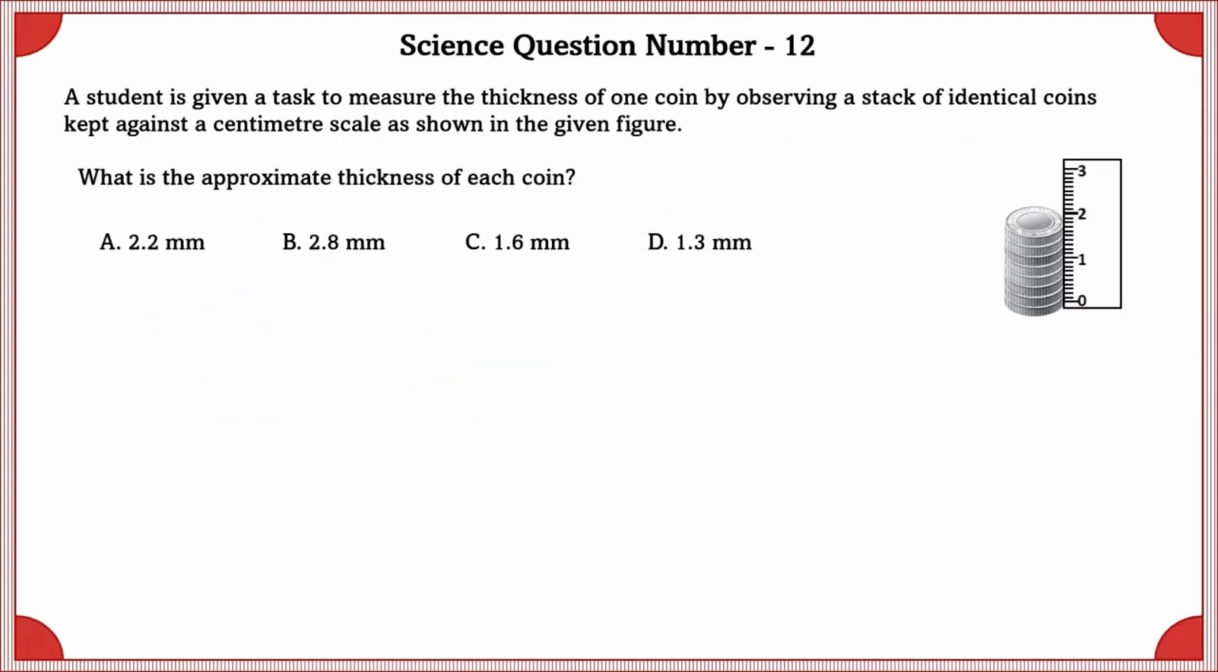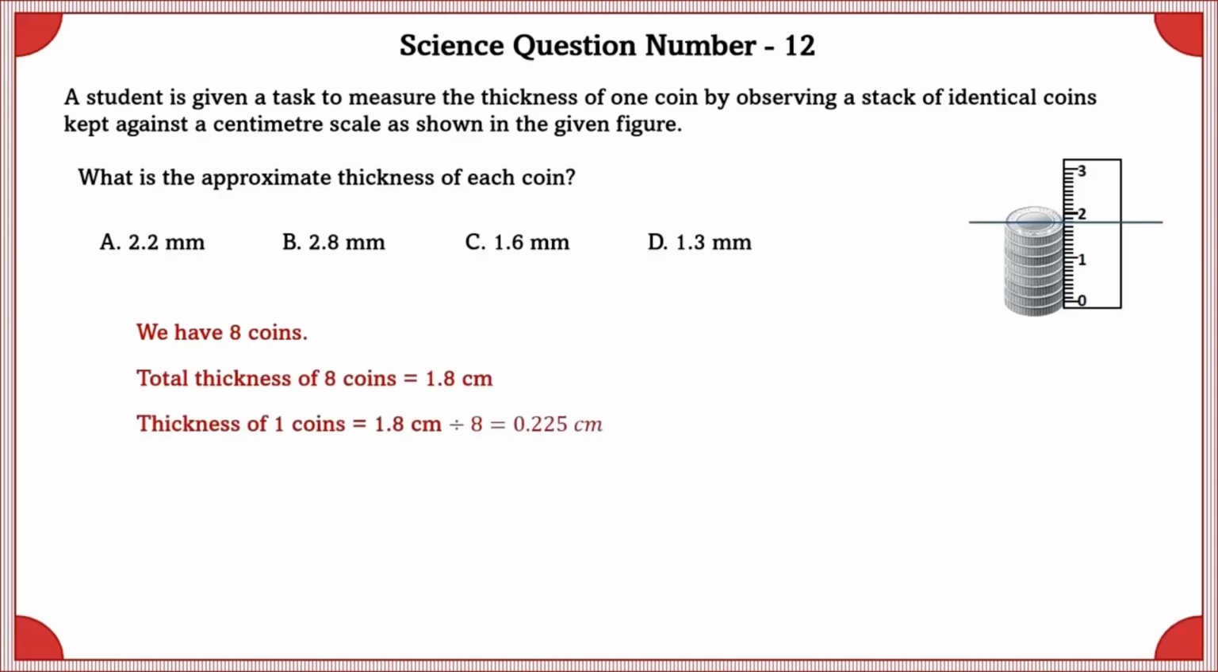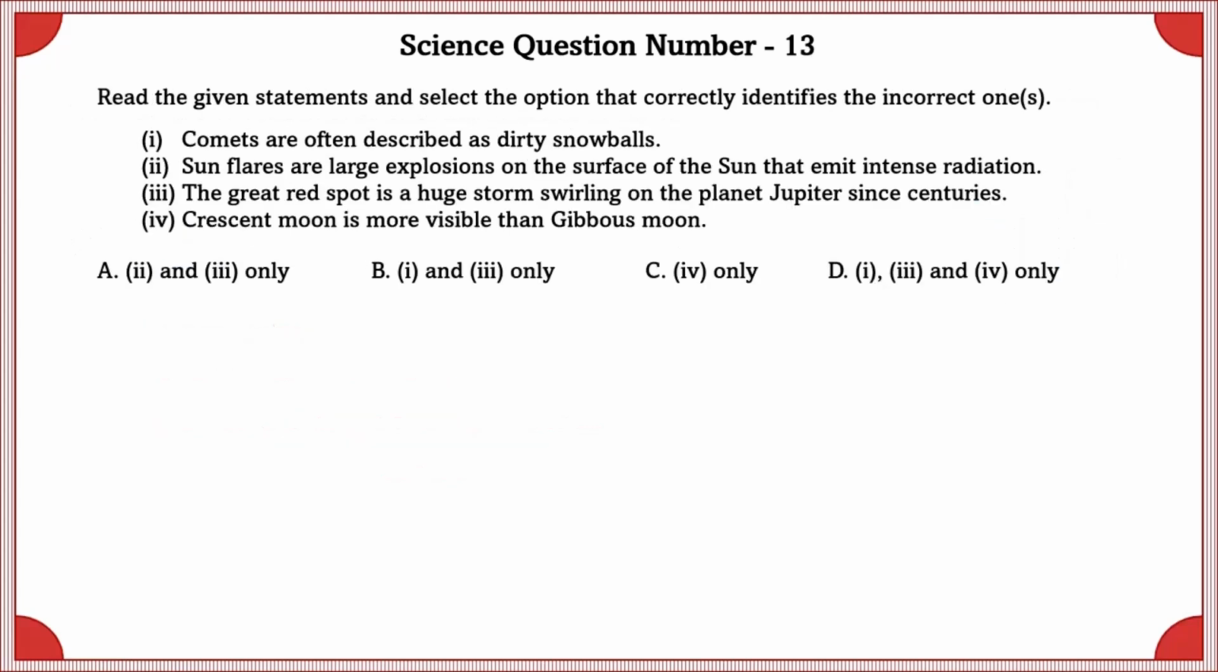Science question number 12. A student is given a task to measure the thickness of one coin by observing a stack of identical coins kept against a centimeter scale as shown in the given figure. What is the approximate thickness of each coin? We have 8 coins. Thickness of 8 coins is 1.8 centimeter. Therefore, thickness of one coin is equal to 0.225 centimeter, which is equal to 2.25 millimeter, or 2.2 millimeter.